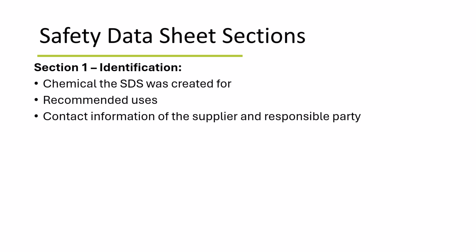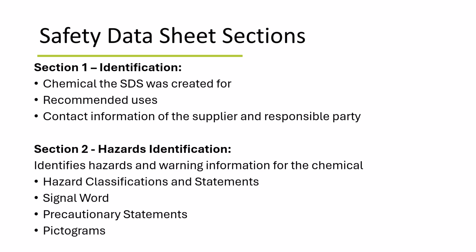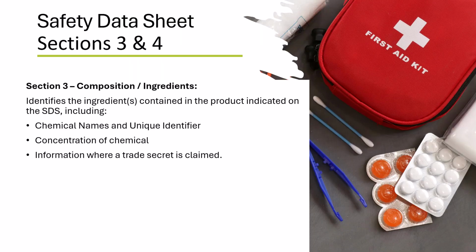Section 1 provides information over the identification of the chemical and the responsible party. This section will contain the product identifier, which also appears on the label, the recommended uses, and contact information for the responsible party. The contact information can be used for any questions or if emergency response information is required. Section 2 is the hazard identification section, which will provide information including the hazard classification and category, hazard statements, pictograms, signal word, and precautionary statements.